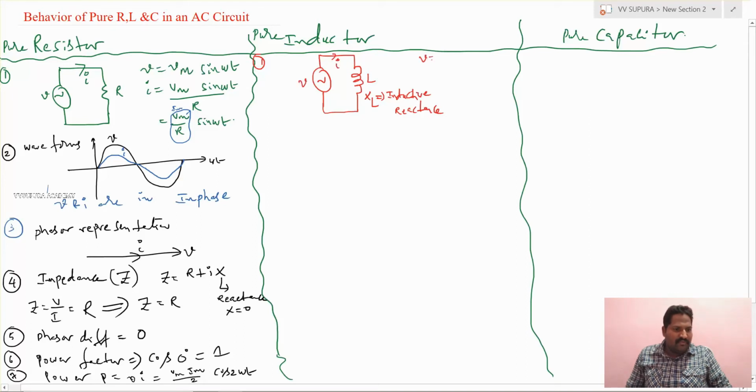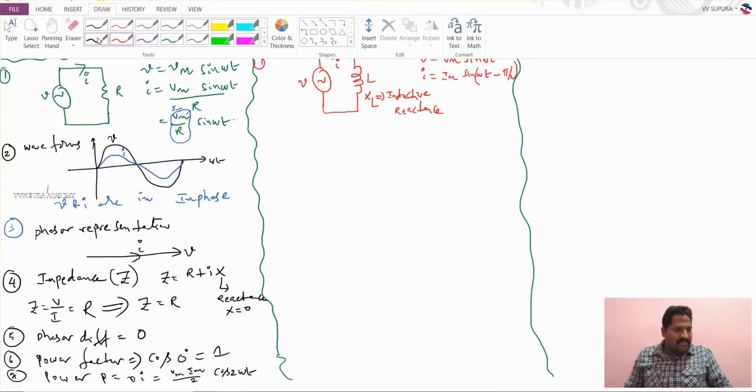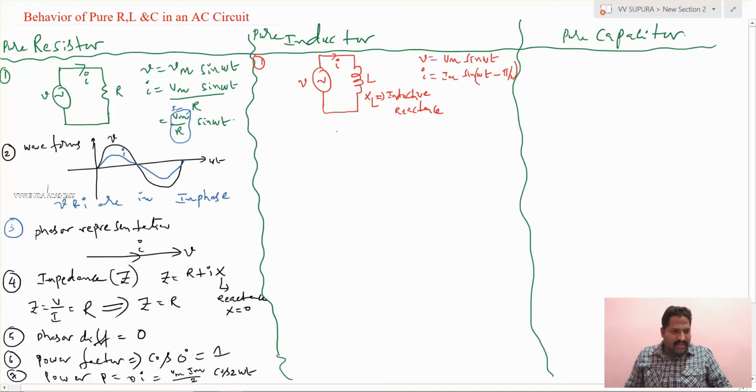So V is equal to Vm sin omega t. Now I is equal to Im sin(omega t minus pi by 2). So when you are giving a voltage Vm sin omega t, the current I is equal to Im sin(omega t minus pi by 2). How will it come? You can see here. Why is it having a phase difference of 90 degrees? We already know I is equal to 1 by L integral V dt.